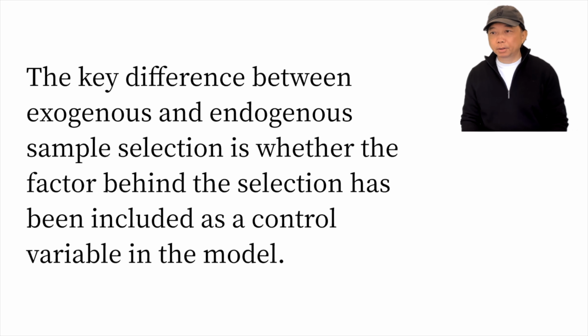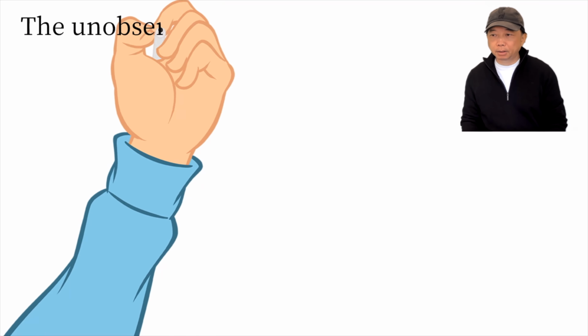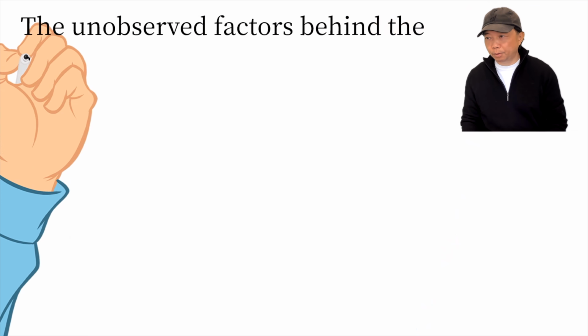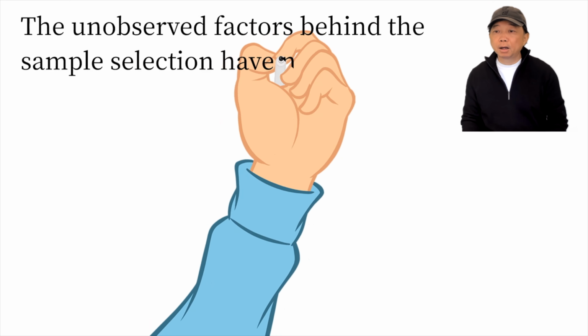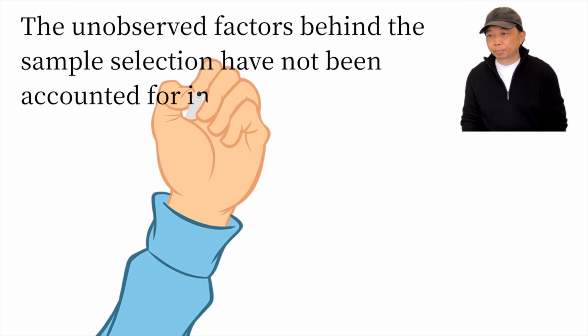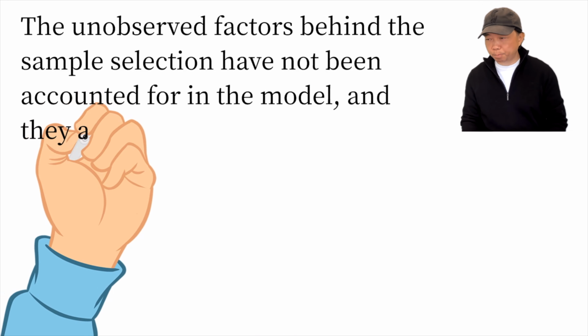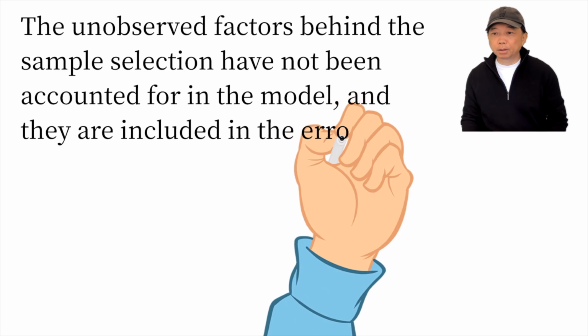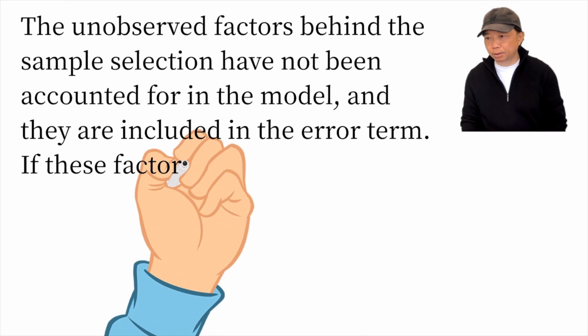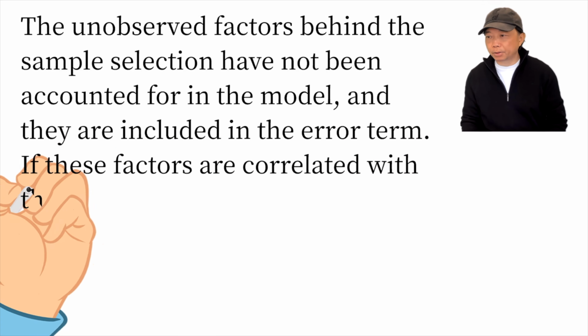By contrast, in the second example, data are missing because of an individual's savings. Savings is the outcome variable that relates to the explanatory variables in the model and the unobserved factors in the error term. In other words, some of the factors behind the sample selection have not been accounted for in the model, and they are included in the error term. If these factors are correlated with the explanatory variables, then the zero conditional mean assumption is violated and the OLS estimators will be biased and inconsistent.